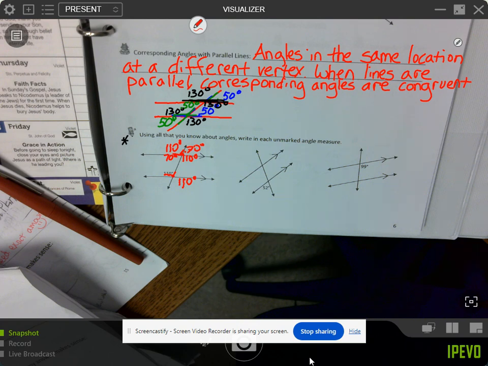We have two more angles to fill in. Who can fill in for me? Sawyer. How did you know that was 70 degrees, Sawyer? Tell me what you used to know it was 70. There's several different ways we could have gone about it. Is there something opposite right now? No. So I couldn't use vertical angles. What can I use?